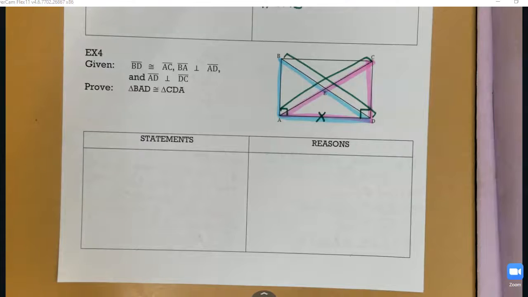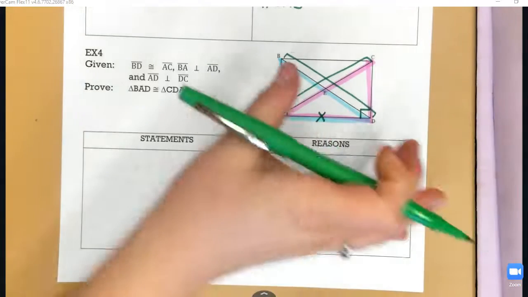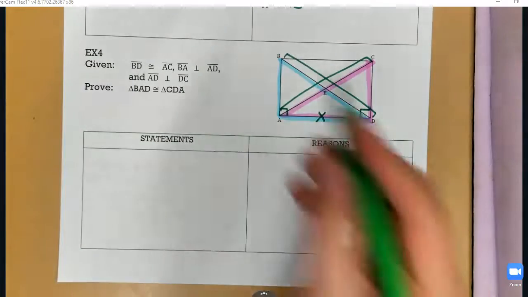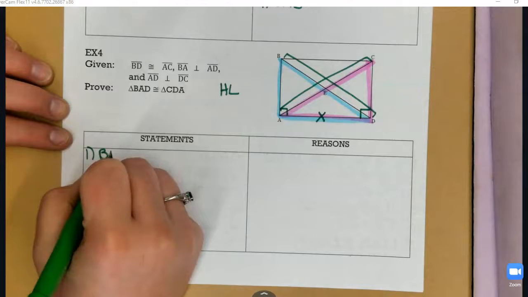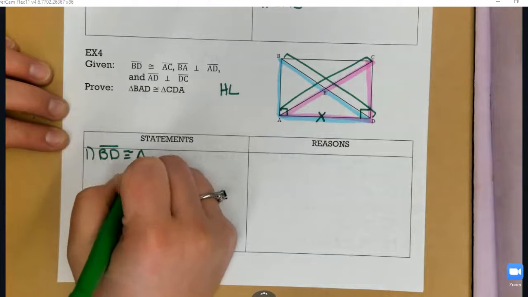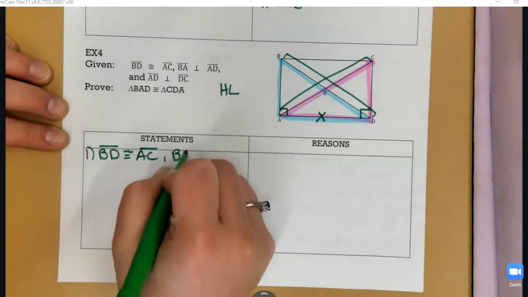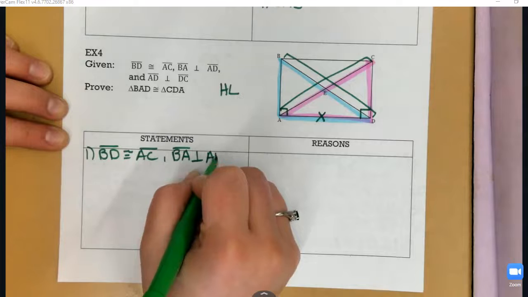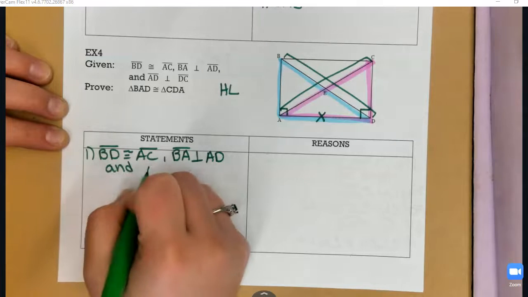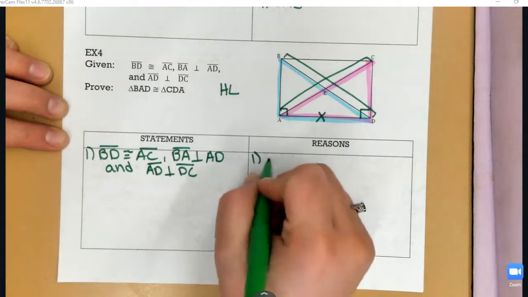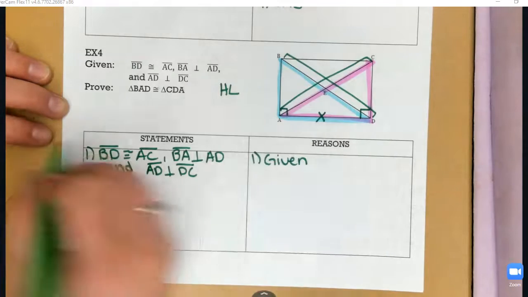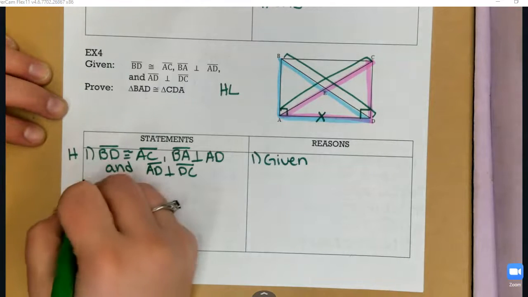So what I have here are two right angles. The side opposite the right angle, the hypotenuse, is congruent, and they have a shared side that's congruent, so this is going to be hypotenuse leg. So I'm going to start with my givens. And from my given information, that's established my H in HL.